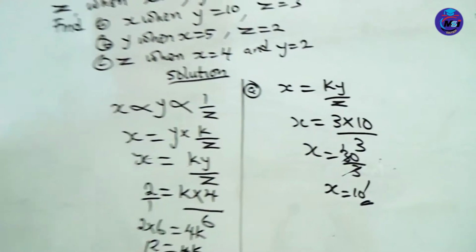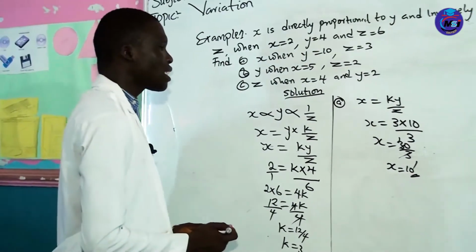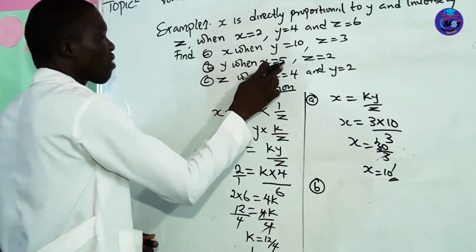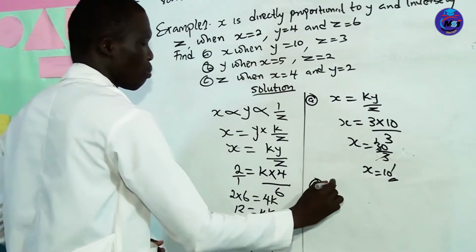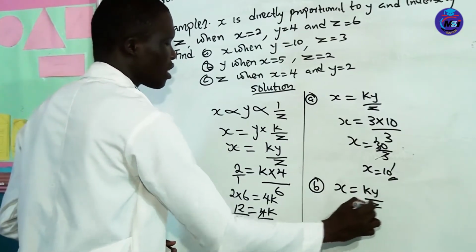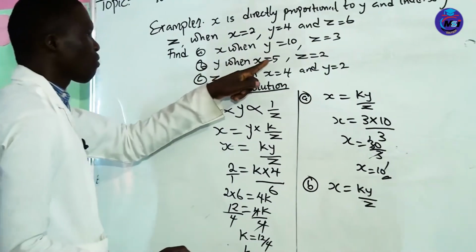I hope you understand. Now, to find Y when X is 5 and Z is 2, repeat the formula: X equals KY all over Z. X is 5.